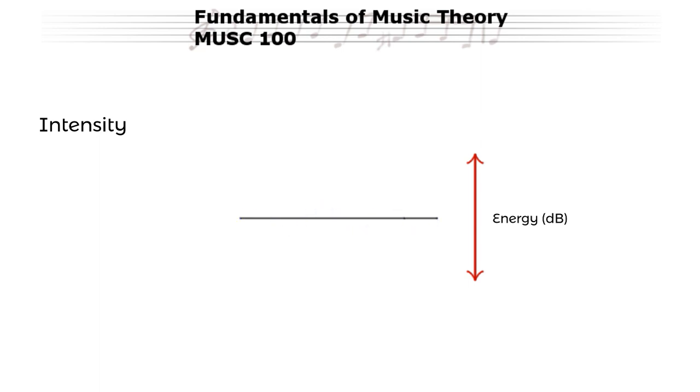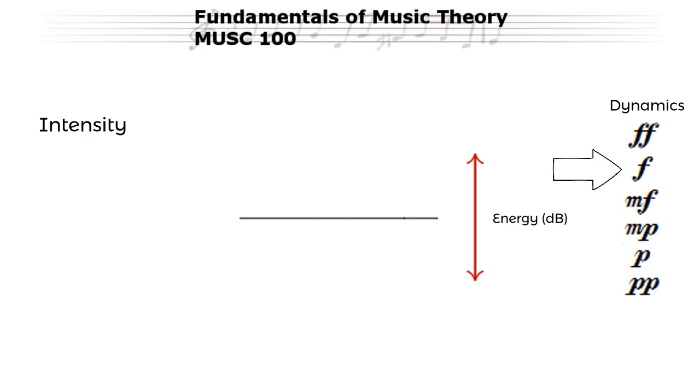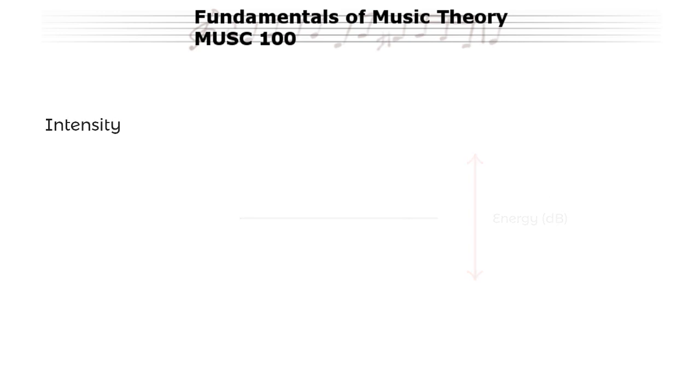In music, we use symbols called dynamic markings to represent relative softness and loudness. These symbols include things like piano for soft, forte for loud, and mezzo forte for something in between.